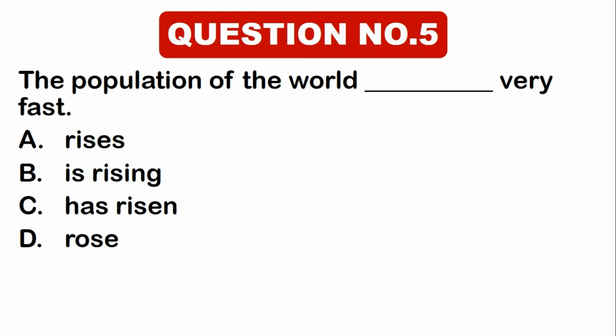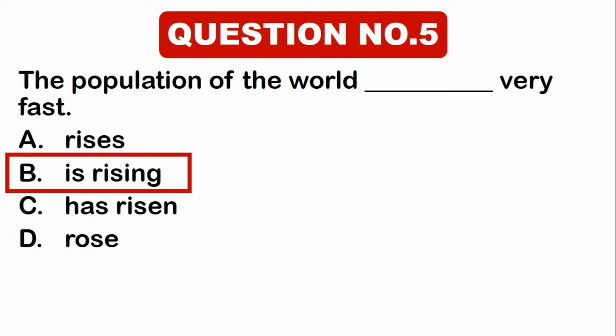The correct answer is rising. The population of the world is rising very fast. Rising is in the present progressive or present continuous tense. In American English, it's called present progressive tense. And in British English, it's present continuous. They use the term present continuous tense.